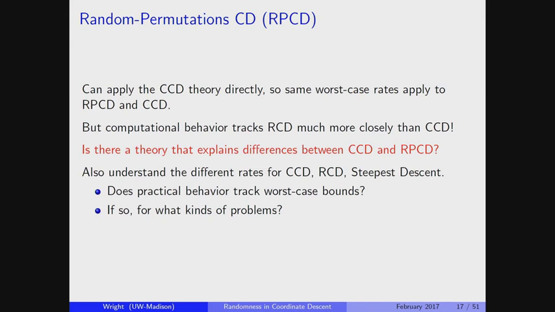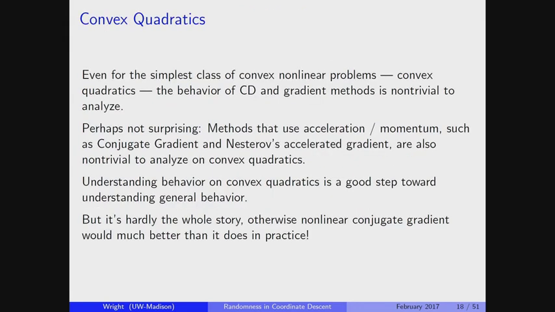So what I really wanted to do here was to try to analyze the random permutation version in a way that actually proved that it was more like the random version. So to improve on the cyclic bounds, at least in some special cases. So that's what I was trying to do. Okay, so here's a few computations.